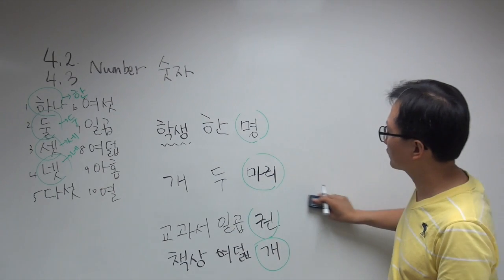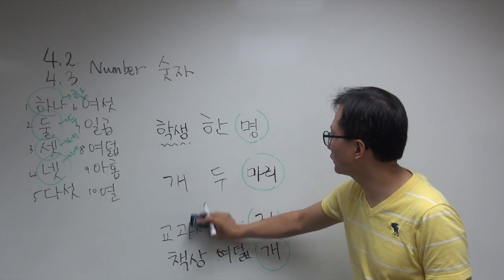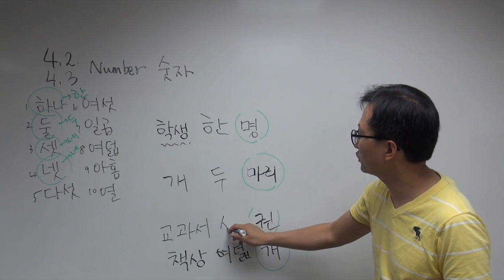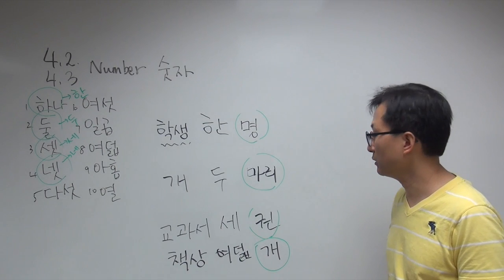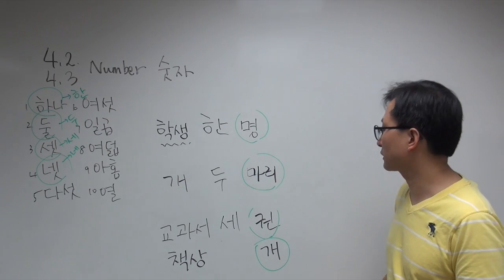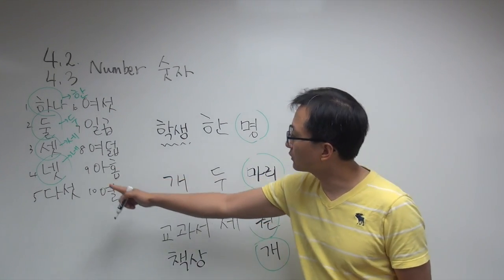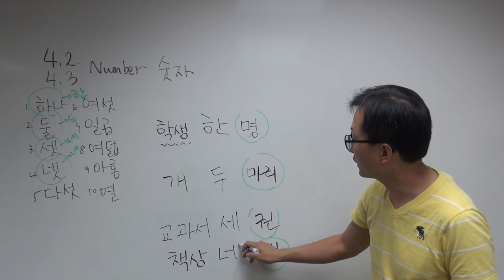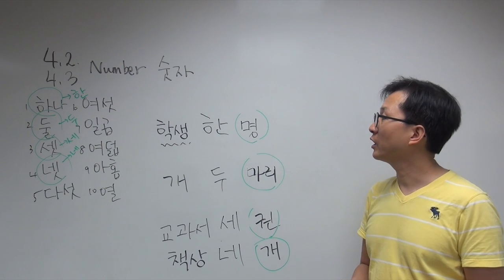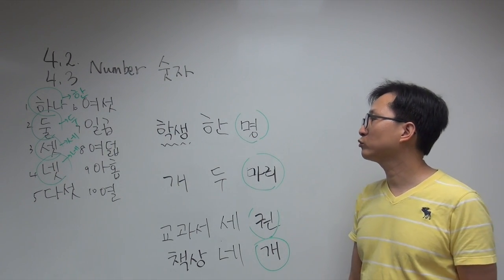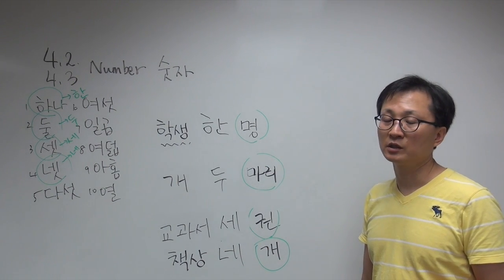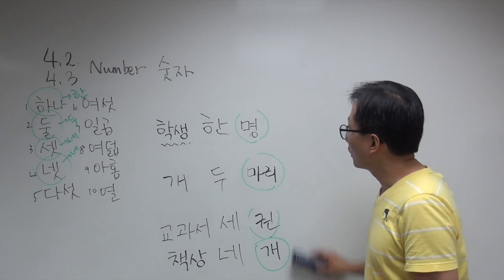And let's say three textbooks. 교과서 3. 3 is 셋, but before a counter it changes its form to 세. Right? And 책상, 4 desks. 책상 넷. No, we change its form to 네 개. 한, 두, 세, 네. So before a counter we change their forms in this way. So 한 명, 두 마리, 세 권, 네 개. Something like this. So far, okay?